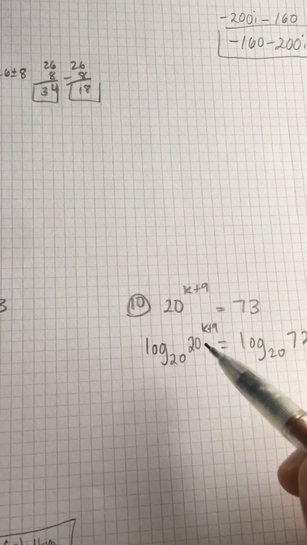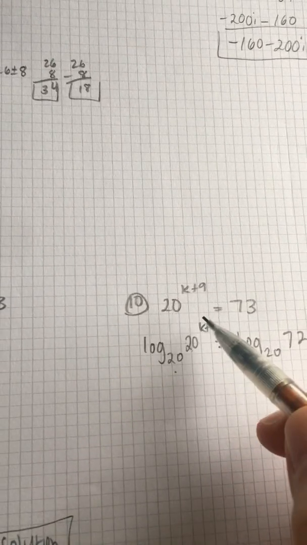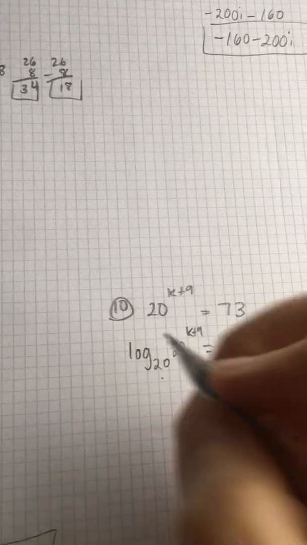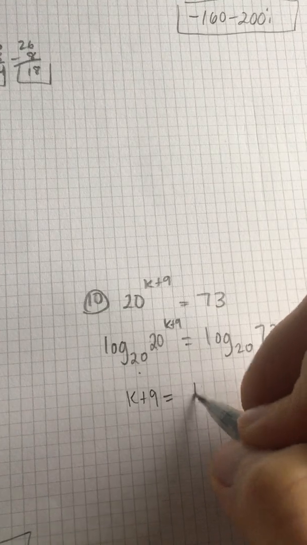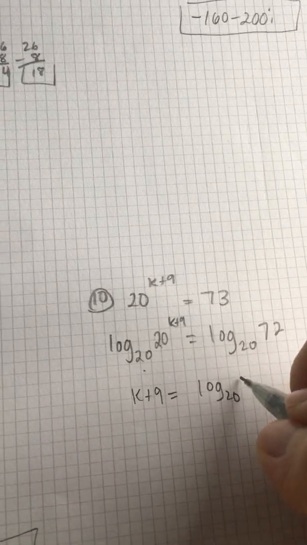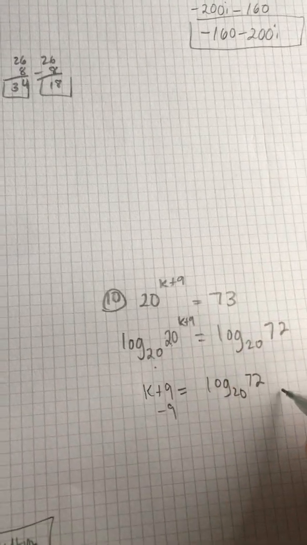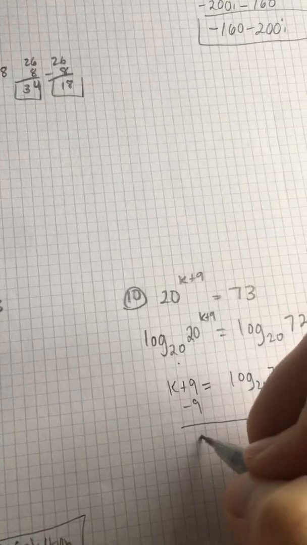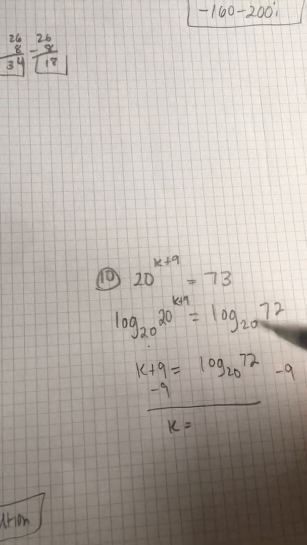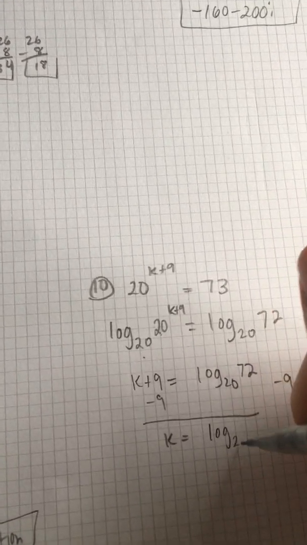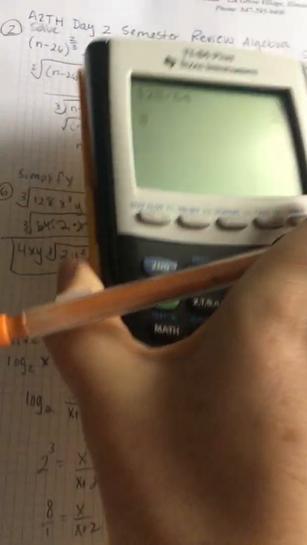I do this because we know that if the base and the value's base are the same, the entire log is just equal to what the exponent is. So this becomes k plus 9 equals log base 20 of 73. And then to get the k alone, I subtract the 9. We can do this all in one step. Remember, this is just a number, so log base 20 of 73 minus 9 is what I'm going to plug into the calculator.